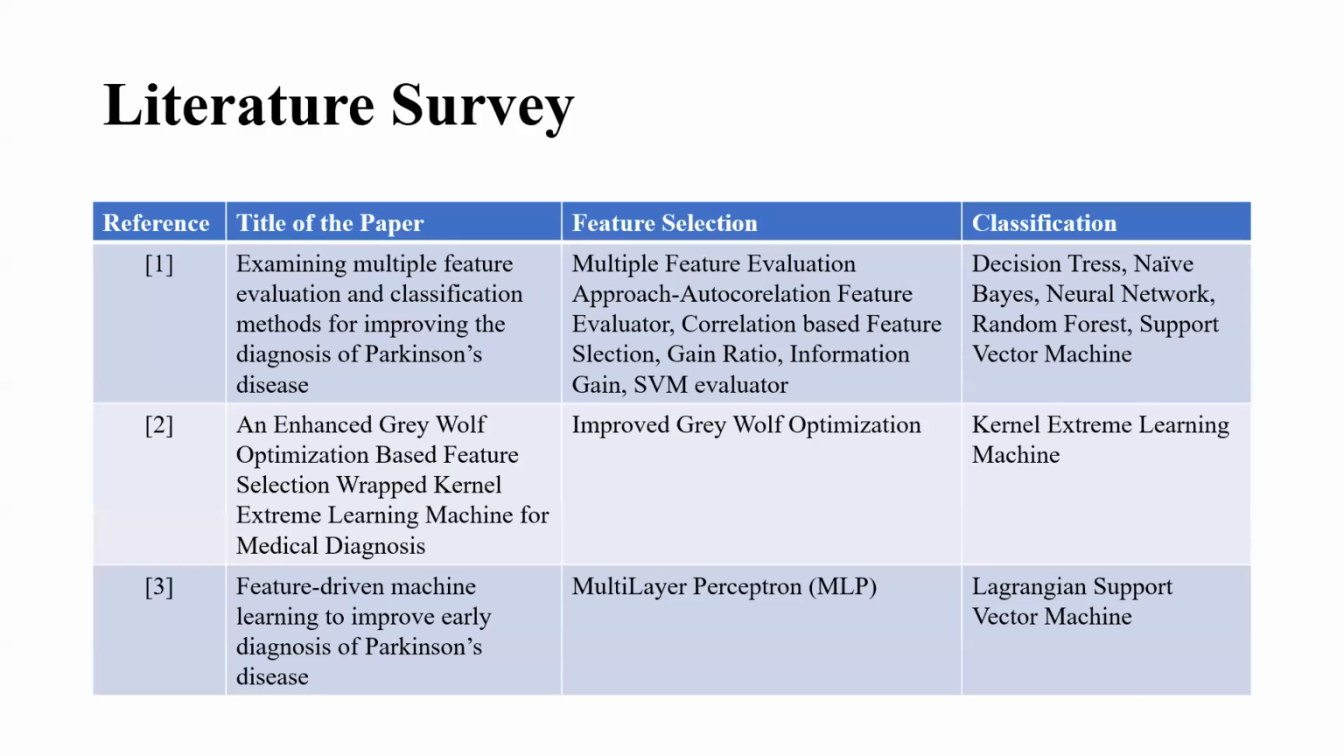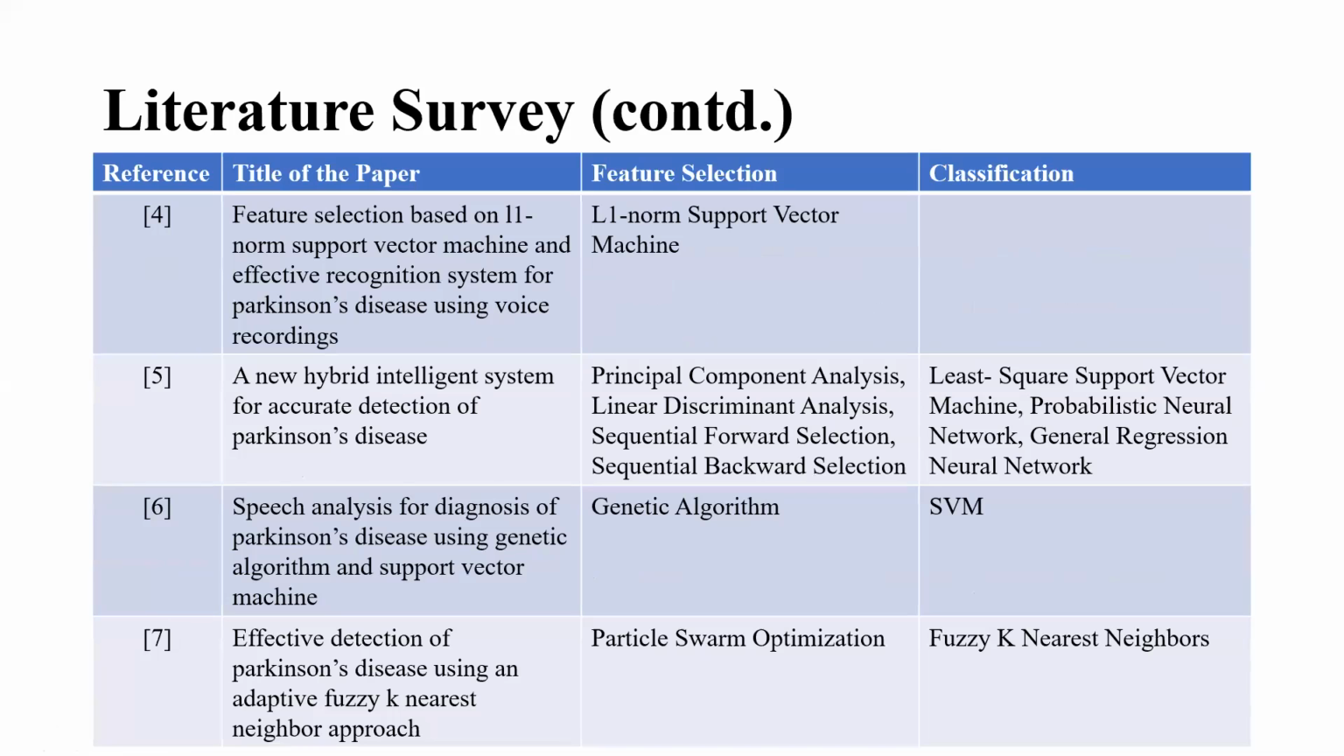which includes the feature selection techniques that have been initially used. First involves standard feature selection techniques like autocorrelation feature evaluators, gain ratio, information gain, SVM evaluator. Then there is improved Gray-Wolf optimization. Multi-layer perceptron has also been used as a feature selection technique. How have they used it? They have used the weight of the multi-layer perceptron as a feature to select the most prominent ones. The ones that have high weight are selected for feature selection. Next is L1 norm support vector machine, principal component analysis, genetic algorithm, particle swarm optimization.